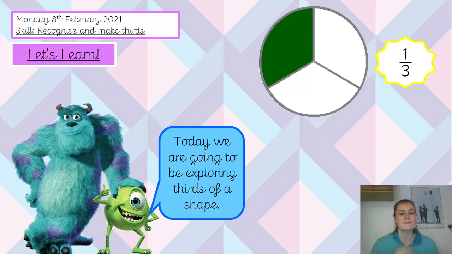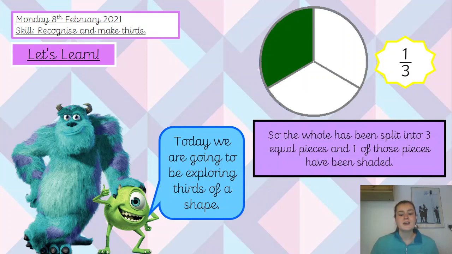So here we have got 1/3 of this whole circle shaded in. So well done if you said thirds must be split into groups of 3. You are correct. So the whole circle has been split into 3 equal pieces. So they've been split into thirds and one of those pieces have been shaded, which means 1/3 have been shaded. I'd like you to pause the video and just practice writing the fraction 1/3 into your book.